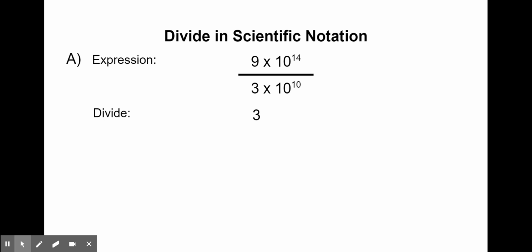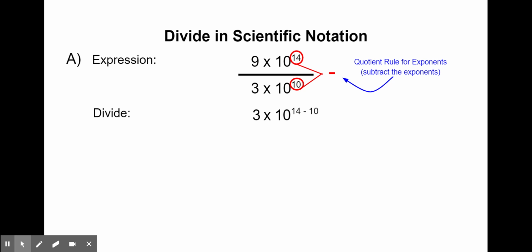Then we can bring down our multiplication sign, and then we're left with just our bases of 10. 10 to the 14th power divided by 10 to the 10th power. So I can take my 14 and my 10 in my exponent, and I can subtract them because that's the quotient rule for exponents, where I subtract the exponents since I'm dividing by the same base. And that would give me 10 to the 14 minus 10 power.